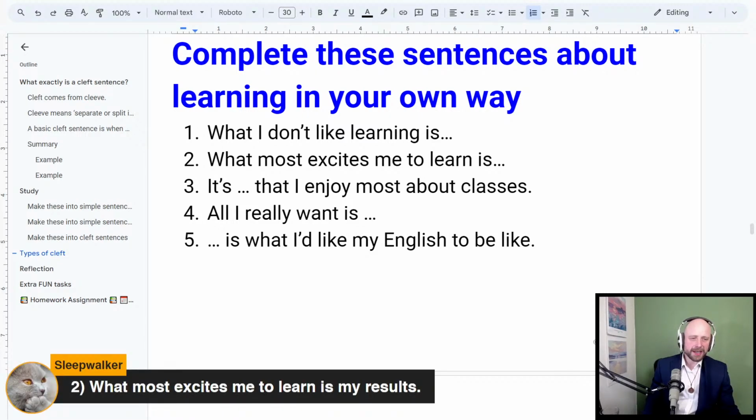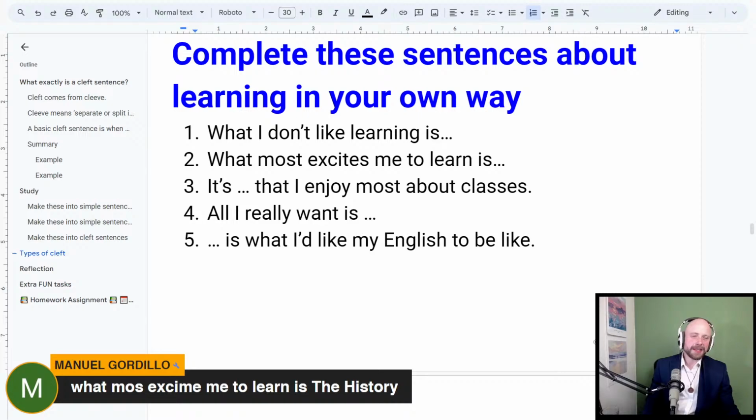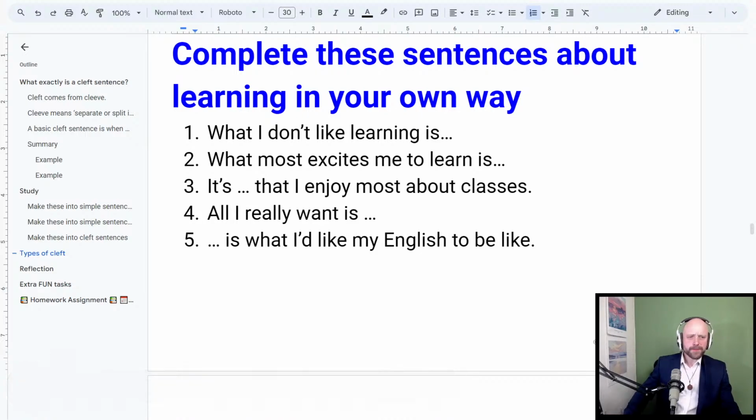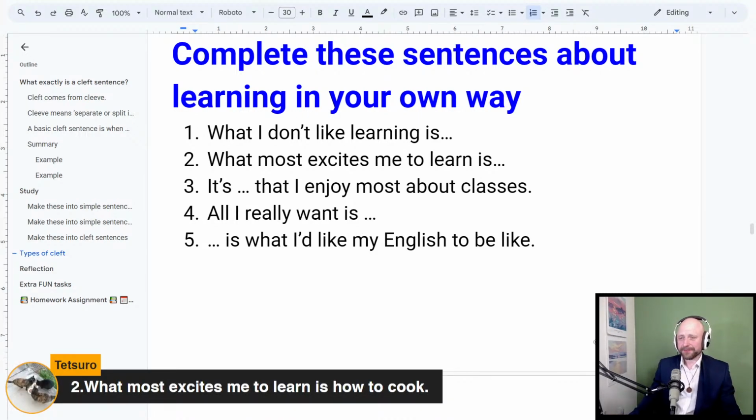What excites me to learn is my results. Aha. What excites me to learn is phrases. New phrases, Pachu. What most excites me to learn is history without the, Manuel. We don't need the. It's conversation that I enjoy most about classes. What excites me to learn is practical English. What excites me to learn is how to cook. What's your style of cooking, Tetsuro?